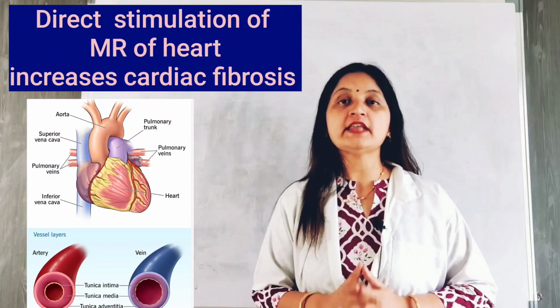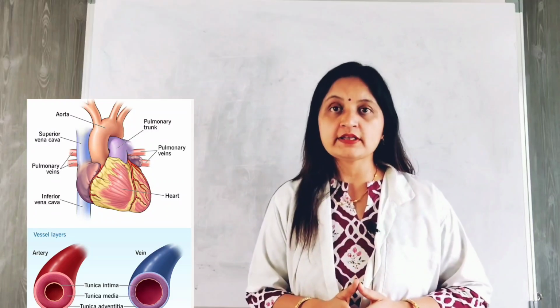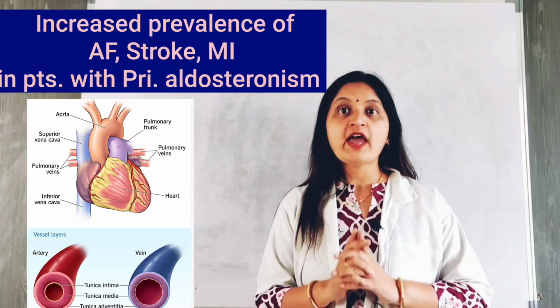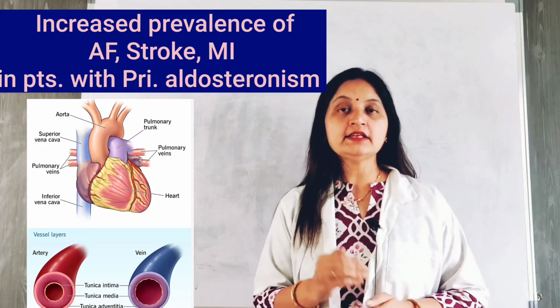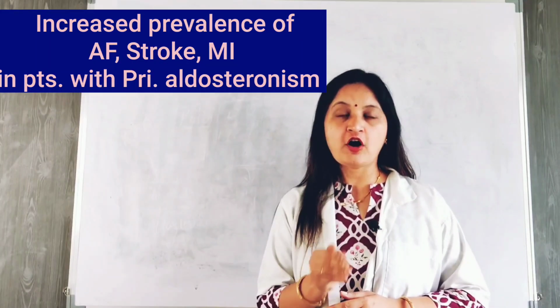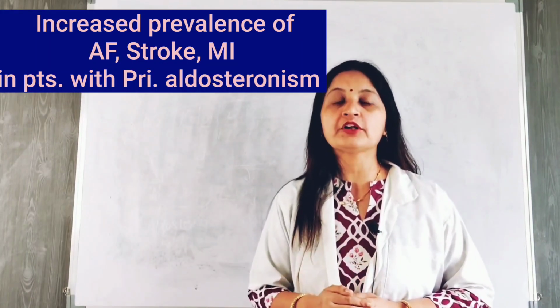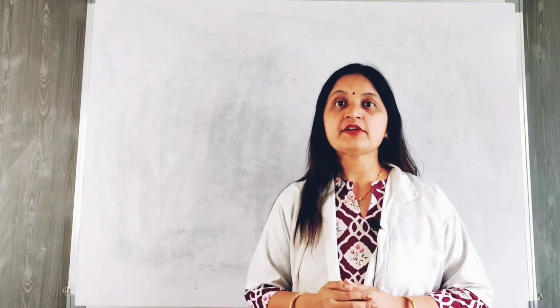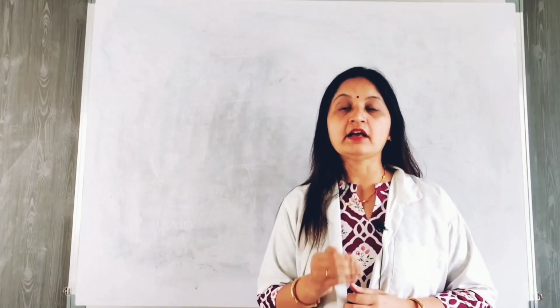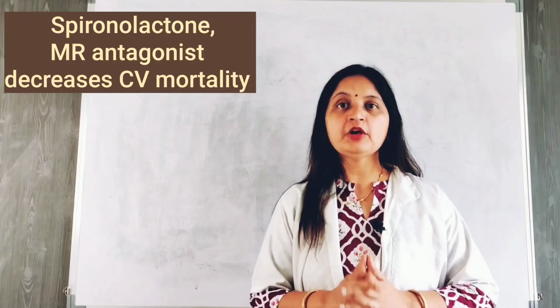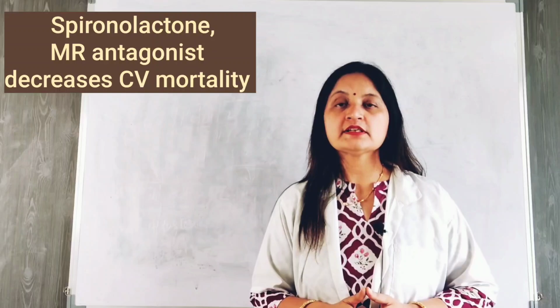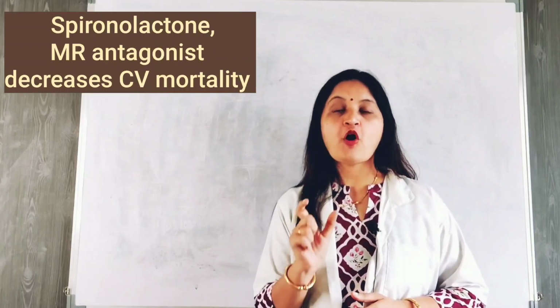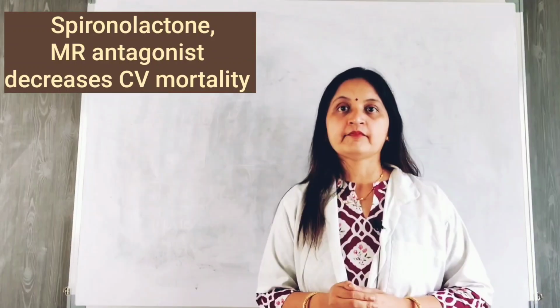It has been suggested that patients with primary aldosteronism show increased prevalence of atrial fibrillation, stroke, and myocardial infarction, and this indicates the actions of aldosterone on mineralocorticoid receptors, increasing the risk of cardiac fibrosis and cardiovascular events. Thus, spironolactone, a mineralocorticoid receptor antagonist, blocks cardiac fibrosis by antagonizing the action of aldosterone.